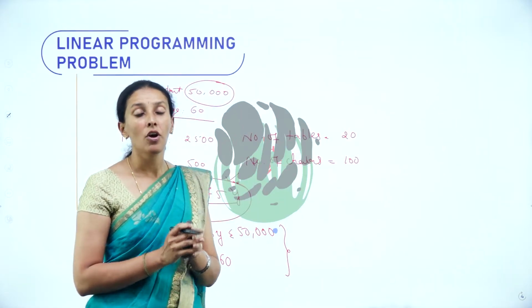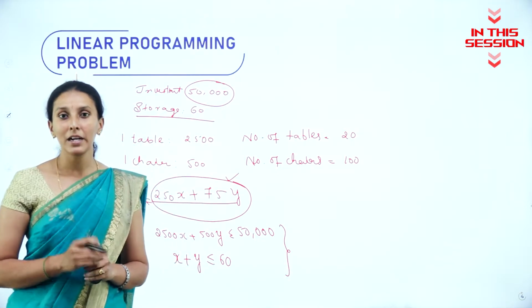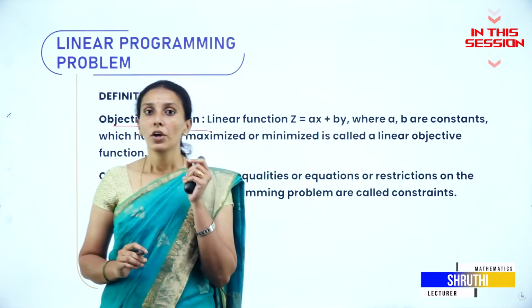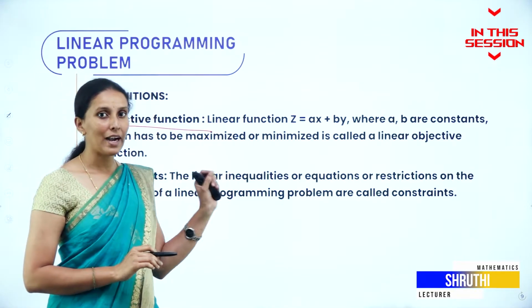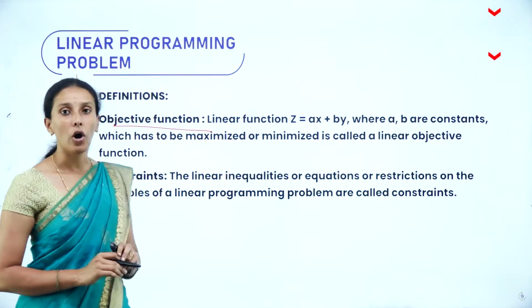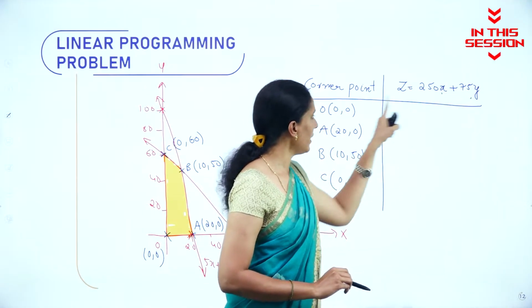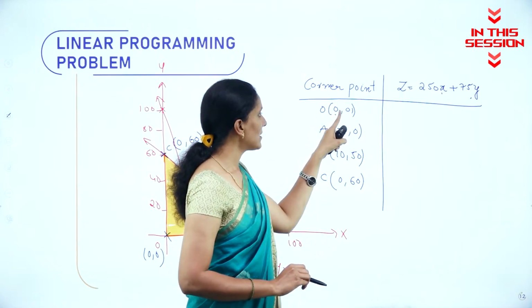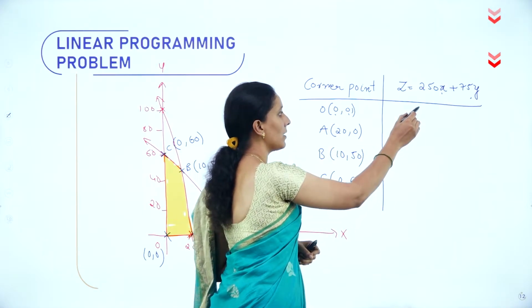Finding the solution or finding the value for a linear function is nothing but a linear programming problem. What is this objective function? The linear function z, whose maximum or minimum value you are going to find, is nothing but the objective function. You should substitute the values of x and y by taking the coordinates. So for the first one, x is 0, y is 0. When you substitute here, the whole equation becomes 0.